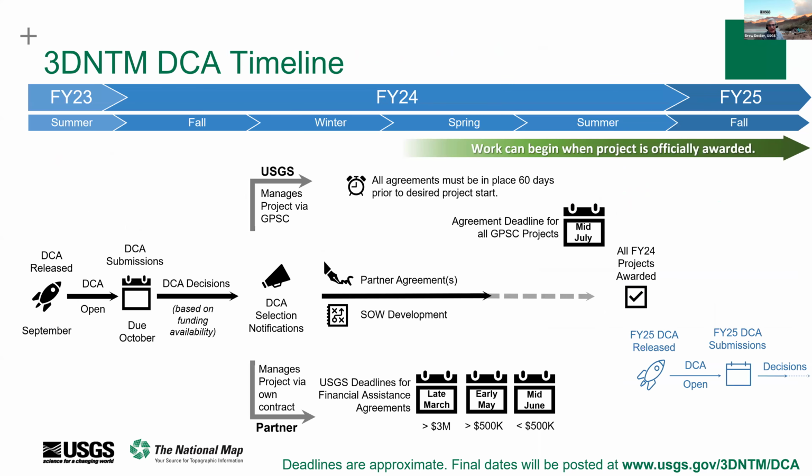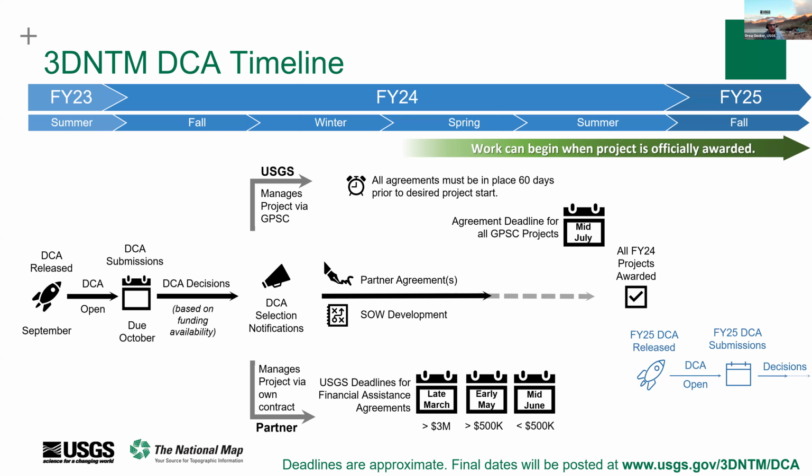The DCA timeline. Again, like I said, it's an annual operation. This graphic is showing fiscal year 24, but it still holds now. The DCA is typically released in, it says September here if you look at the left, but it often comes out in August. And this year it is out now. It's open for the majority of the fiscal year.